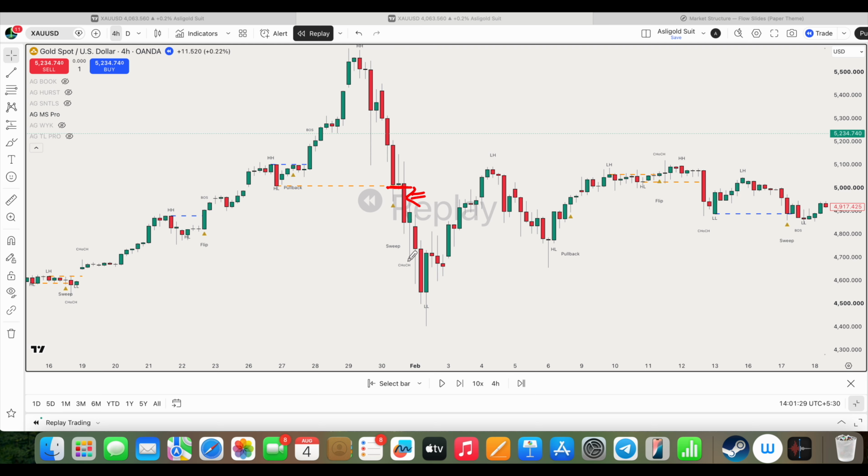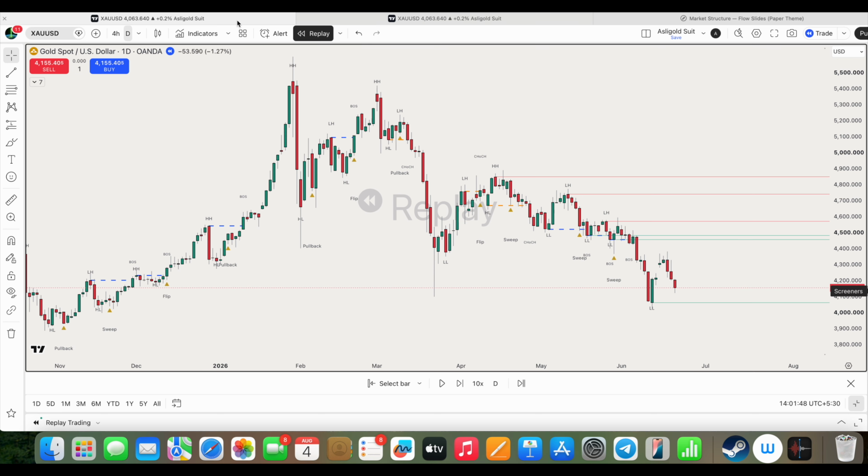This is CHoCH or change of character. This is the moment the character of the market changed. Before this point, every pullback stayed above the previous low. This is the first time one did not. The pattern is now broken.